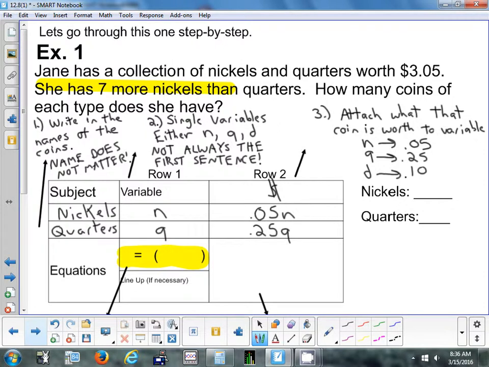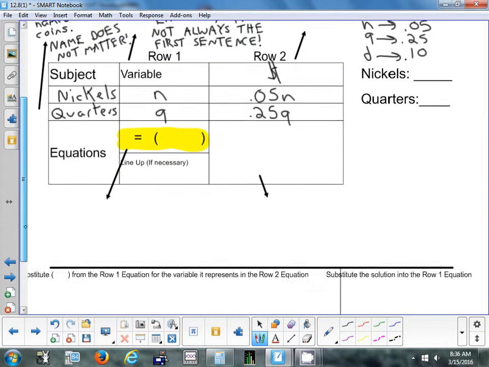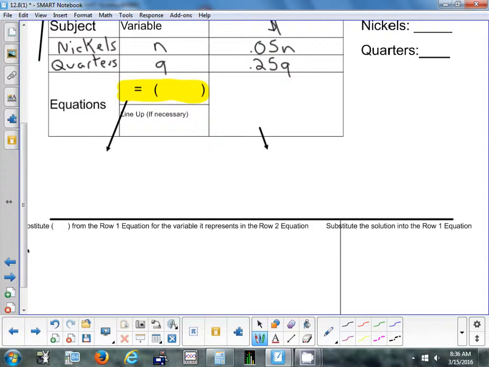Now, the amount of money that Jane's collection of coins is worth. Is that the first sentence or the second sentence? The amount of money that it's actually worth. Is that the first sentence or the second sentence? It's the first, right? But I want to make sure that's going to go in my second row. All right? So my fourth step will be I'm going to set up my row 1 equation.